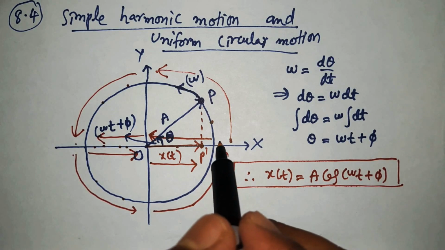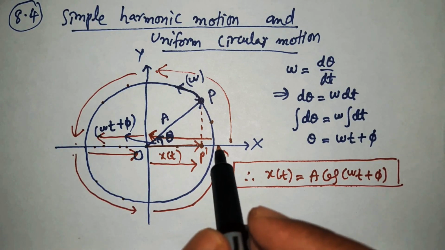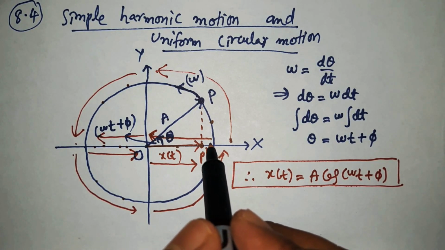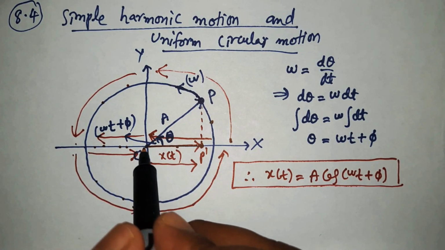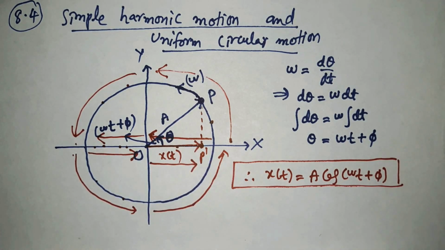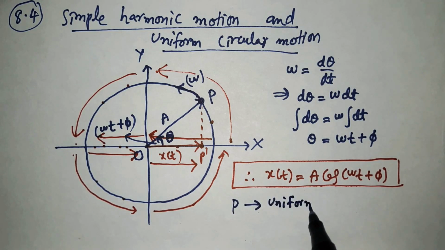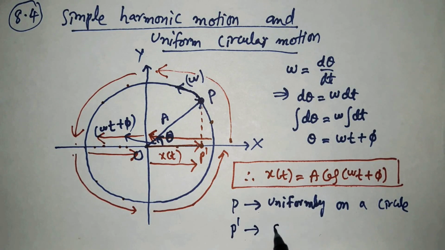So if the particle moves uniformly in a circle, the projection P dash moves to and fro about origin. So here projection P dash executes simple harmonic motion. Here P moves uniformly on a circle, and the projection P dash executes simple harmonic motion on a diameter.